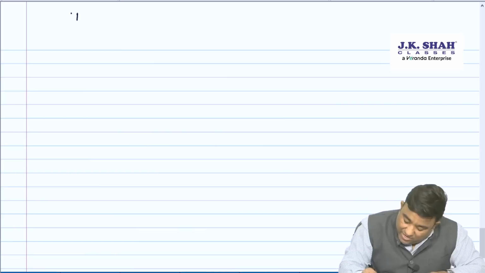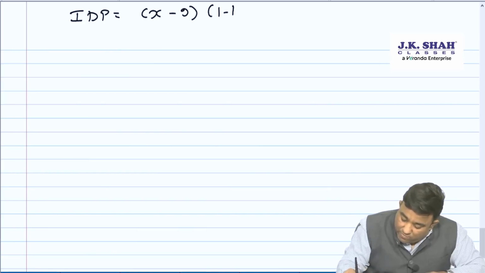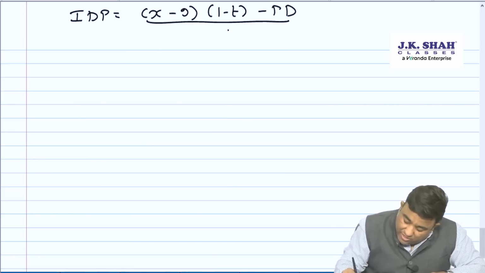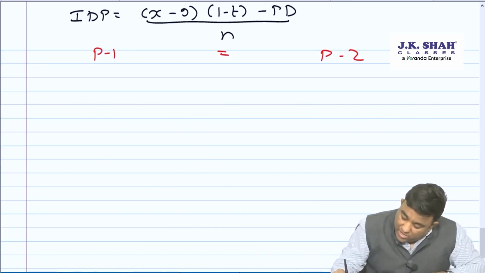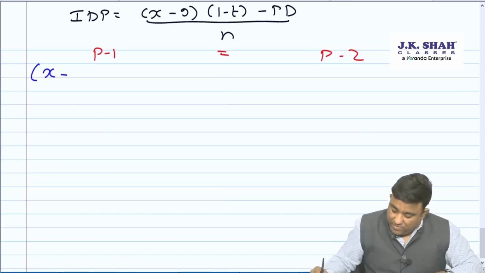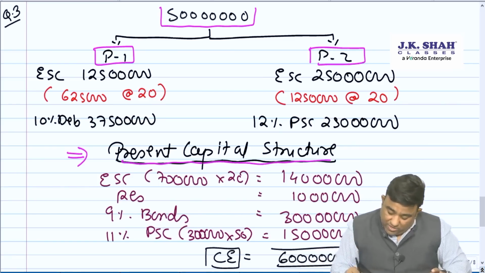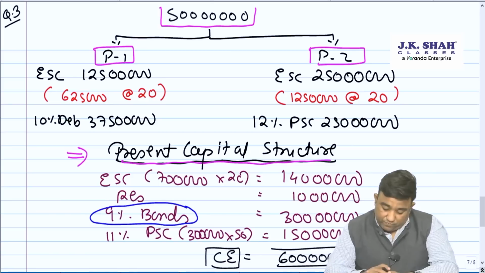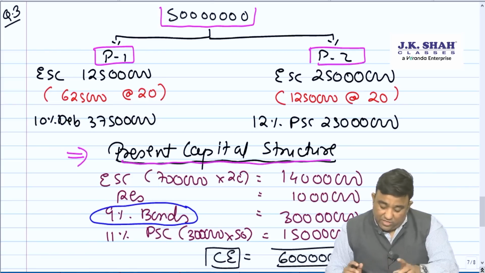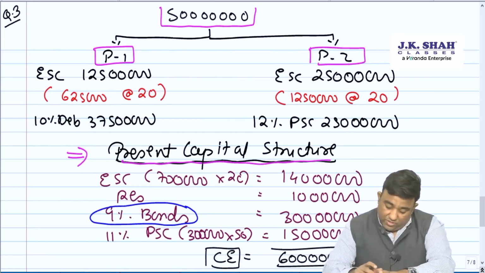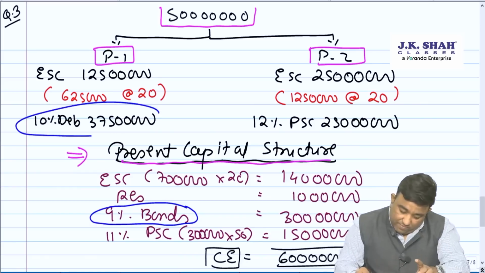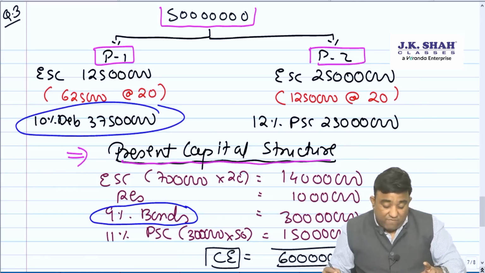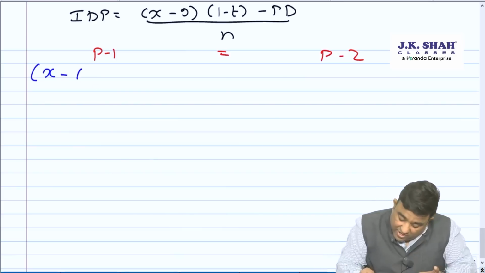Now, can I have an IDP ready? What is the formula of IDP? (X minus I)(1 minus T) minus PD upon N, whereby I am going to apply plan 1 equal to plan 2, and obviously X is a balancing figure. Student, can I compute the interest? Interest on the present will remain constant. So 3 crore into 9%, that is 27 lakh, plus 37 lakh 50,000 on the new debt. It gives you 64 lakh 50,000 combined interest as far as plan 1 is concerned.